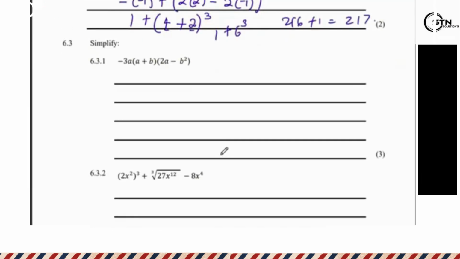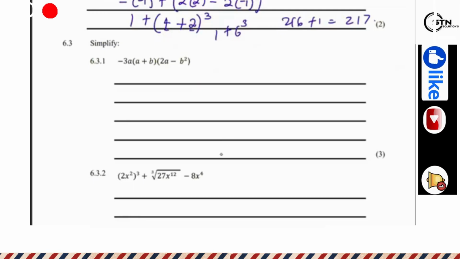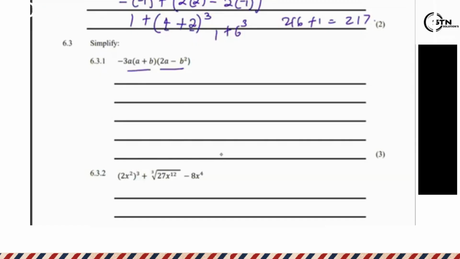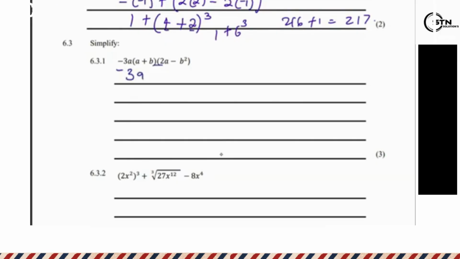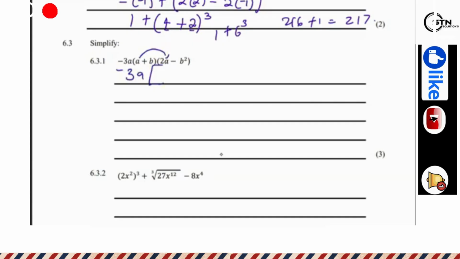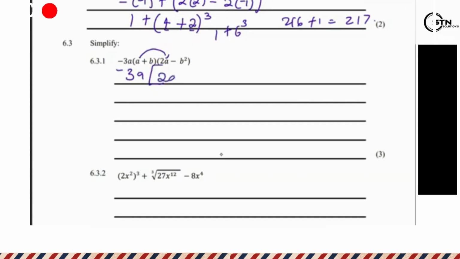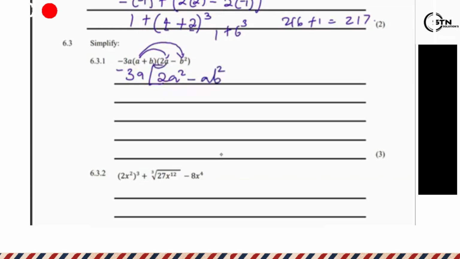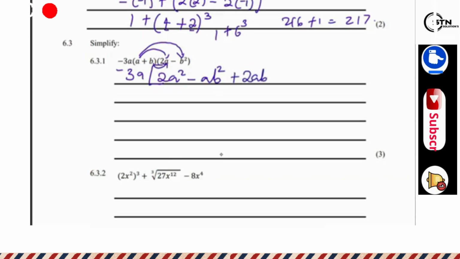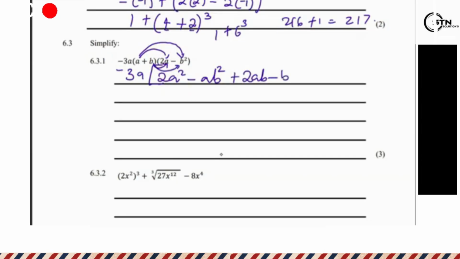6.3, simplify this. Now we have brackets. Whenever you see brackets and they ask you to simplify, the only thing you have to do is open those brackets up. So I'm going to keep the negative 3a outside of the brackets. Okay. So that I open this using the FOIL. So a and 2a is going to be 2a squared. A and that is going to be negative ab squared. And then b times that, I'm going to have a positive 2ab. And then b and that, I'm going to have a negative b cubed.